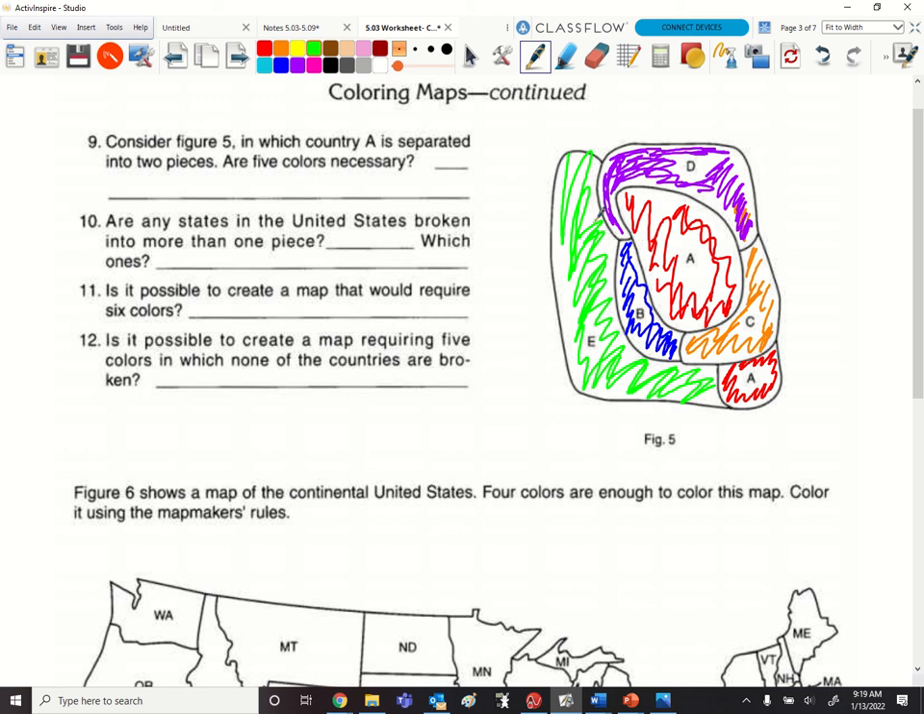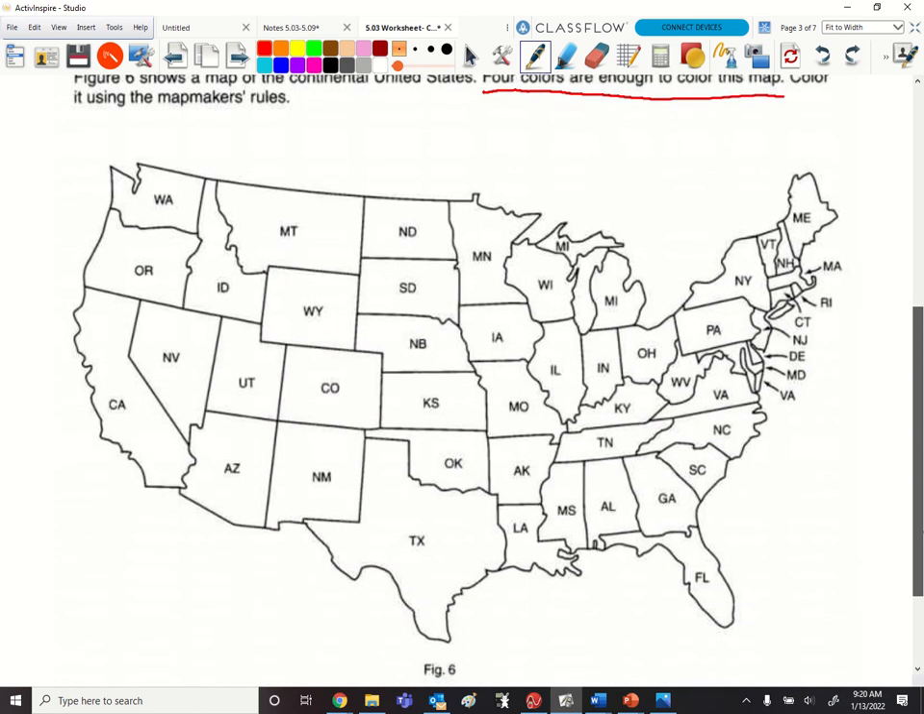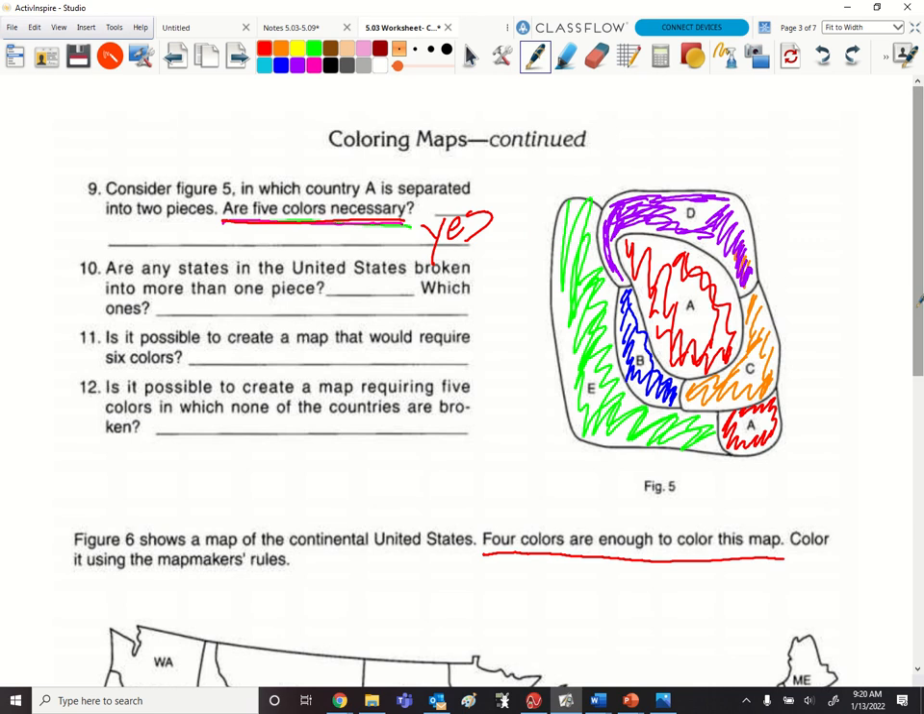Consider figure 5 in which the country A is separated in 2 pieces. Are 5 colors necessary? How many colors did we use? I used 5, didn't I? So, I apologize. I said 4 when it's supposed to be 5 because I was looking at this one right here. If you guys look, please, please, please, right here it says 4 colors are enough to color this map. So you only need 4 for this. I forgot about this one that you do need 5.